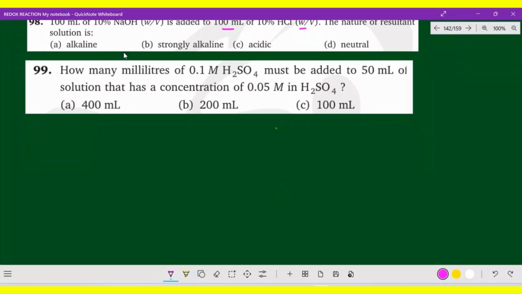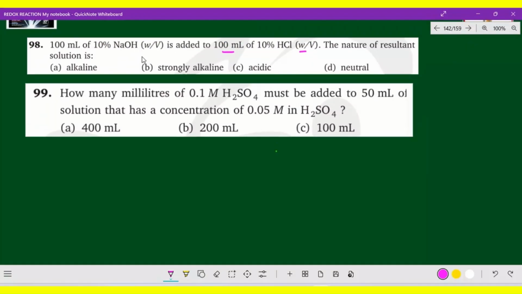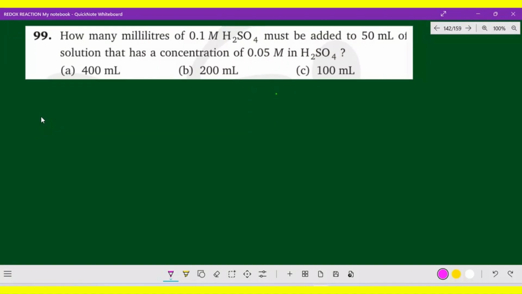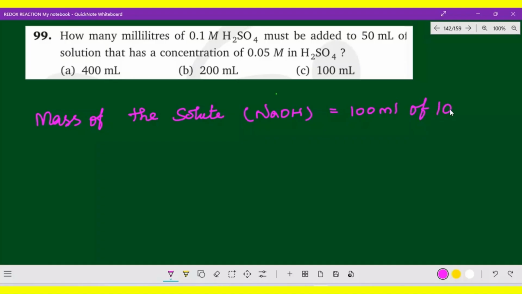Now, as we mentioned here, weight per volume, that is mass of the solute. Let us go and identify very clearly. Mass of the solute NaOH, how much here? 100 ml of 10%, both are 10%. So how do we identify the mass of the solute? If they are giving grams, it is mass, and if they are giving volume, it is volume into percentage. So 100 ml into 10 by 100.